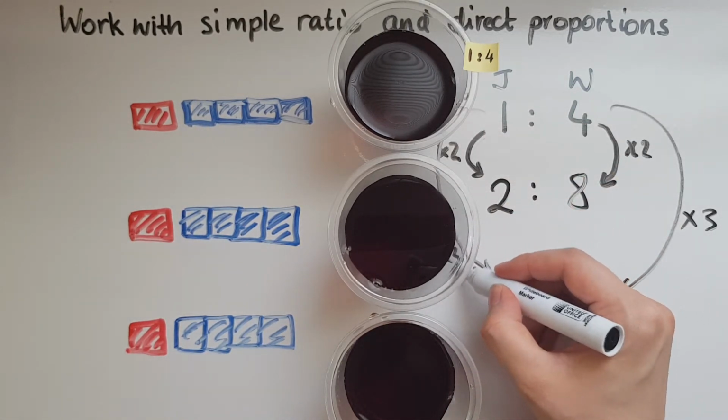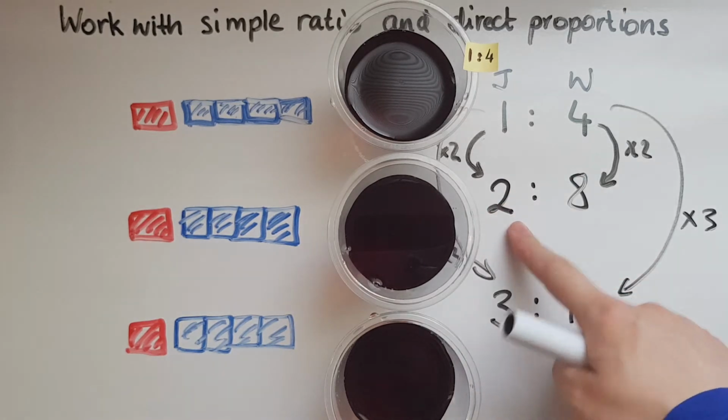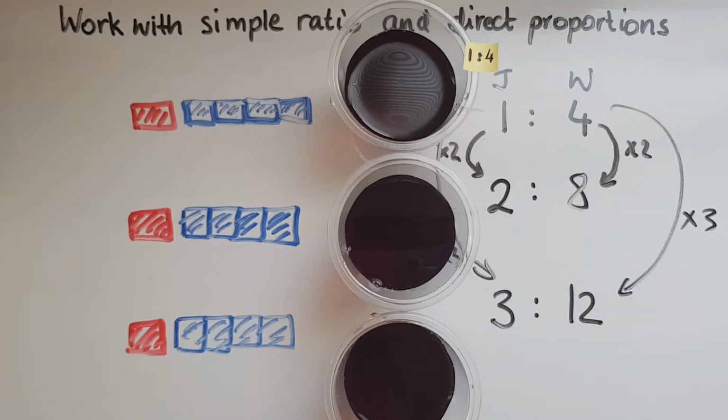So what we're learning through this is that whatever you multiply one amount by, you need to multiply the other one by as well in order to keep the ratio the same. And what we call this ratio staying the same as you increase the amounts, we're saying these amounts are increasing in proportion. We call this direct proportion. So if you double one amount, you double the other one. If you treble one amount, you treble the other one. So this is what happens.